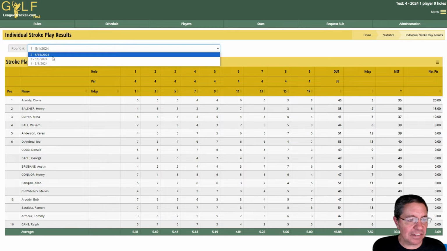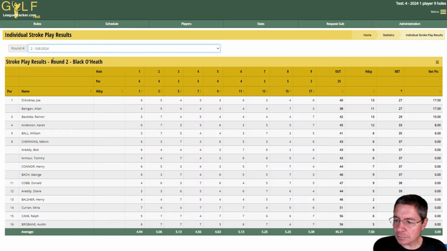If we look at my example in round 2, we'll see that there's a tie for first place at net 27. So when we're splitting the points, what it does, it adds up the points for those 2 positions, which is 20 and 15 is 35 points. And it's going to average those points for the 2 players that tied. So 17 and a half each, and then 10, 8, and 6. So when points are split, the same number of points are distributed regardless of how many ties there are.